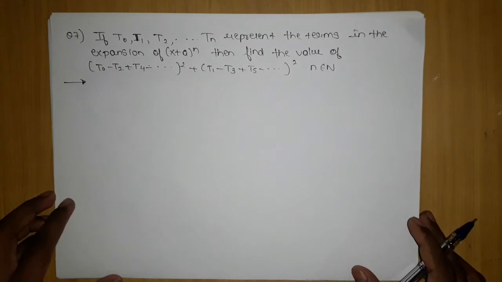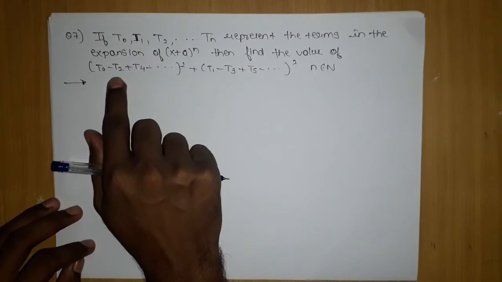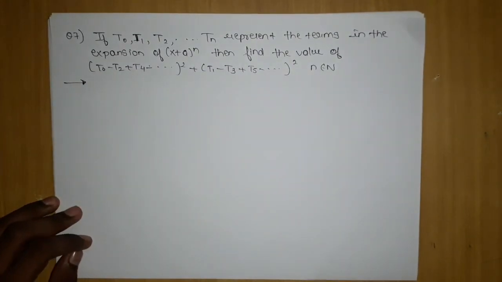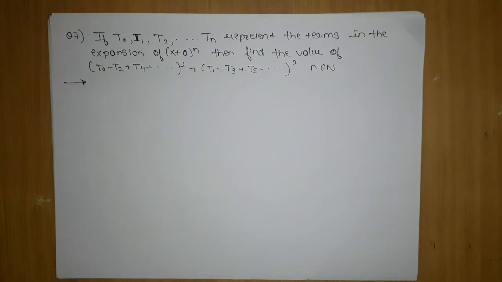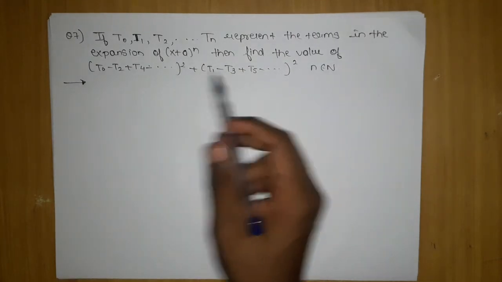The question says, if t0, t1, t2 and so on till tn represent the terms in the expansion of (x + a)^n, then find the value of (t0 - t2 + t4 - and so on)² plus (t1 - t3 + t5 - and so on)². Now you can clearly make out that terms 0 to 4 are appearing. If you remember, when we were doing the complex number expansion, the real part would have alternating positive and negative signs with even position terms, while the imaginary part will have odd position terms with alternating positive and negative signs. So here you can clearly make out that this one is the imaginary part and this one is the real part.